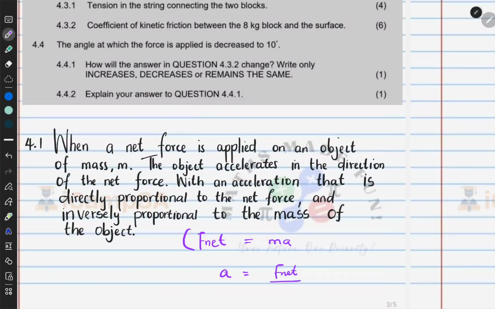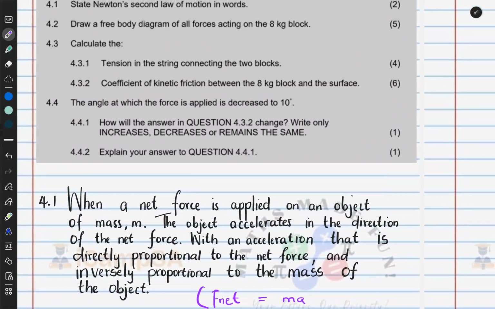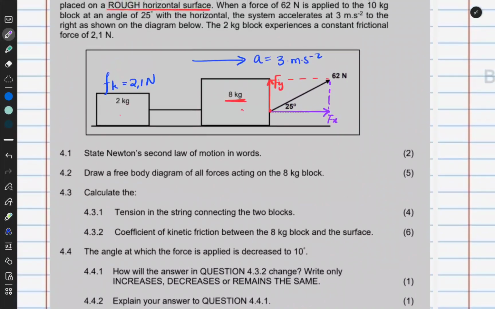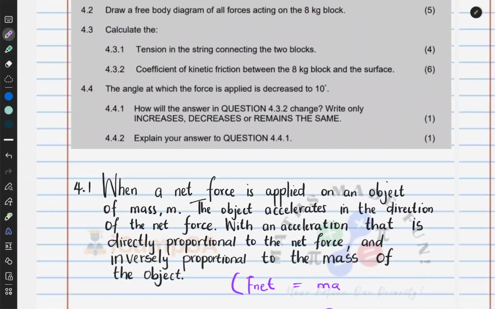If we make the acceleration the subject of the formula, you get something like this. So you see, it's inversely proportional to the mass. It means if we increase the mass, the acceleration decreases, and vice versa. So now that's what we have.